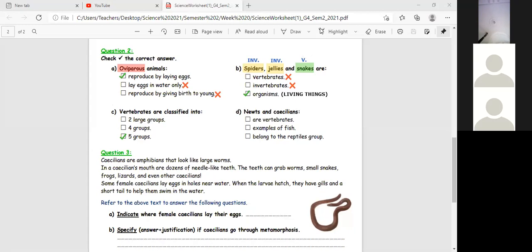Who is writing in the chat? Okay, you lost a point for writing in the chat, for the one who wrote in the chat.